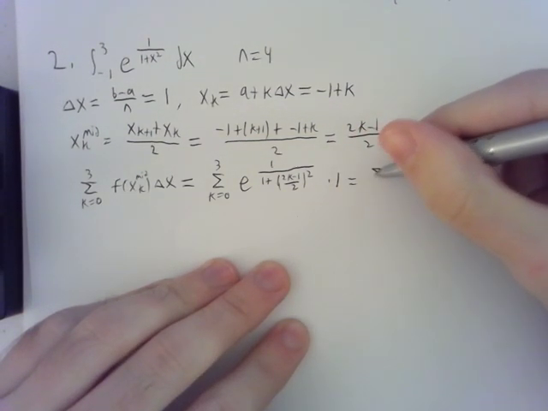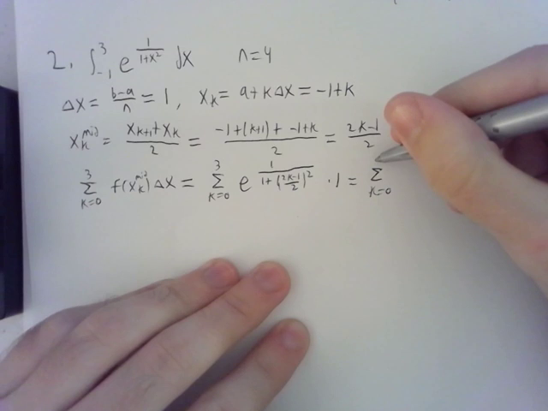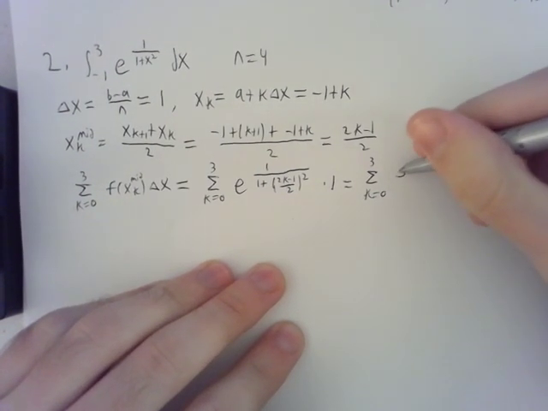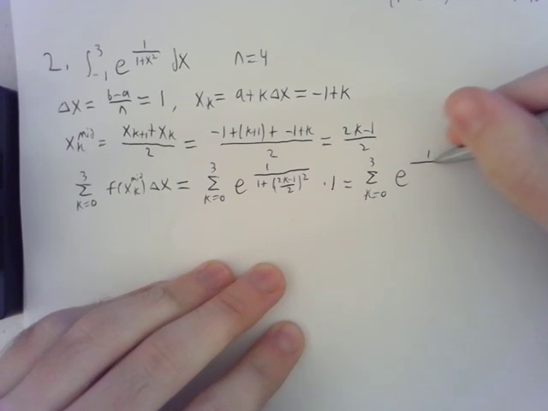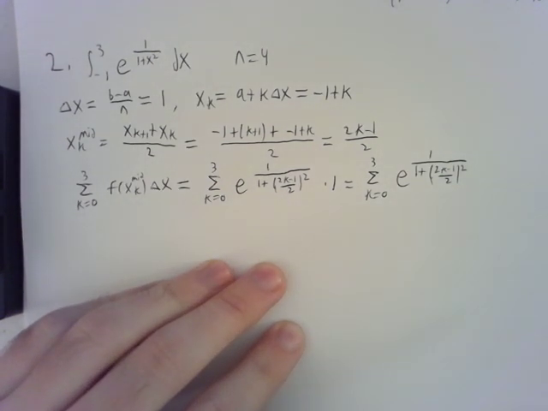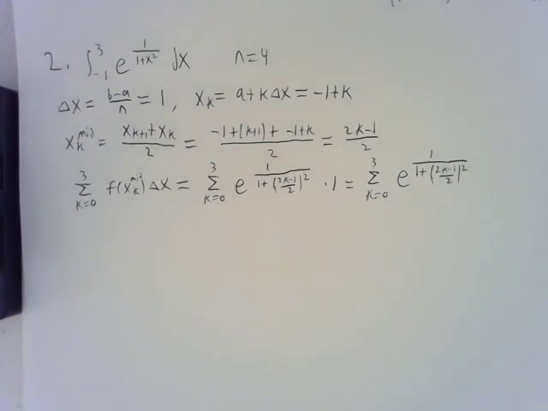So in the end, we just get the sum from k equals 0 to 3 of e to the 1 over 1 plus 2k minus 1 divided by 2 squared. And that would be our midpoint sum using 4 subintervals.